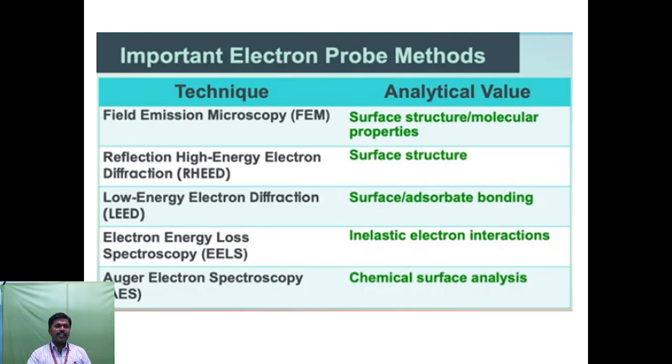Other methods are field emission microscopy, used to study the surface structures or molecular properties. Reflection high energy electron diffraction studies the surface structures. Low energy electron diffraction (LEED) studies surface or adsorbate bonding. Electron energy loss spectroscopy studies the inelastic electron interactions in the nanoparticle. Auger electron spectroscopy is used to study chemical surface analysis.